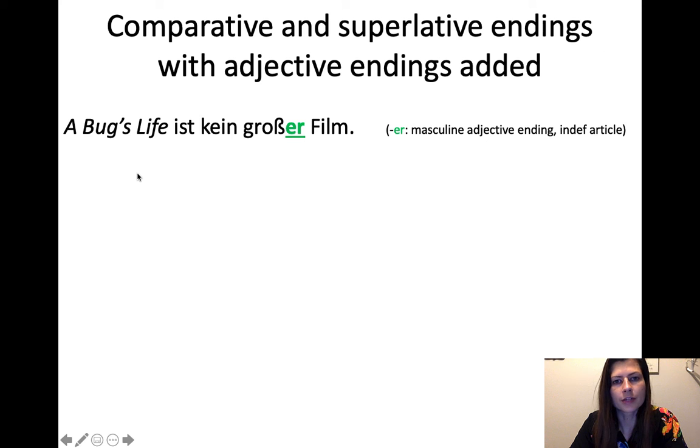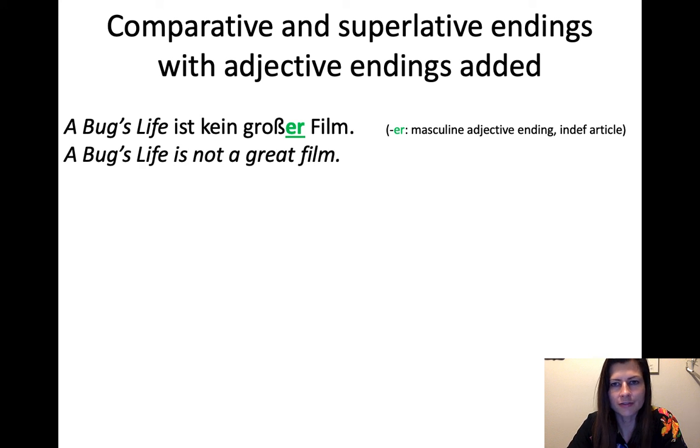I have some comparisons of films that I think are better than others. So, A Bug's Life ist kein großer Film, which means A Bug's Life is not a great film. So this -er ending is the masculine adjective ending for an indefinite article. Not a, kein, and then not a great film, kein großer Film. The reason we need this -er is because it's masculine, nominative with an indefinite article.